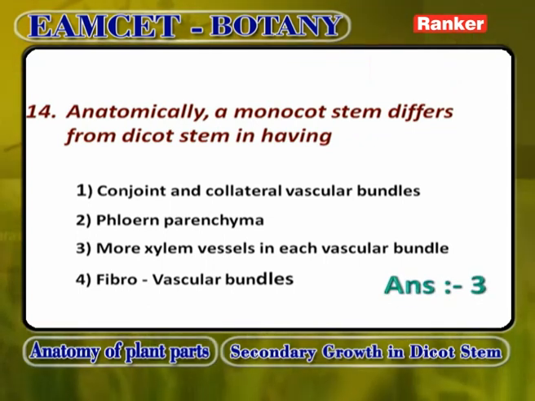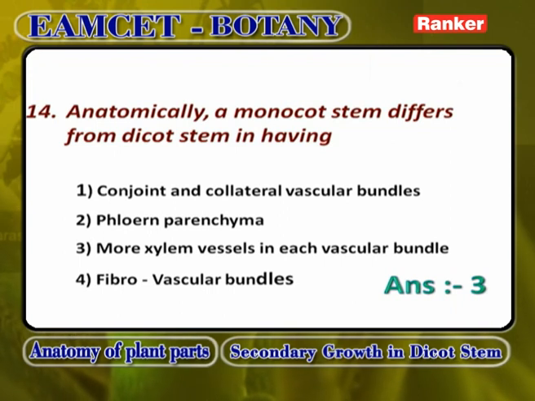Anatomically, a monocot stem differs from a dicot stem in having conjoint collateral vascular bundles is a common feature in monocot stem and dicot stem. Phloem parenchyma is absent in monocot stem, present in dicot stem. More xylem vessels in each vascular bundle is the perfect answer for this question.